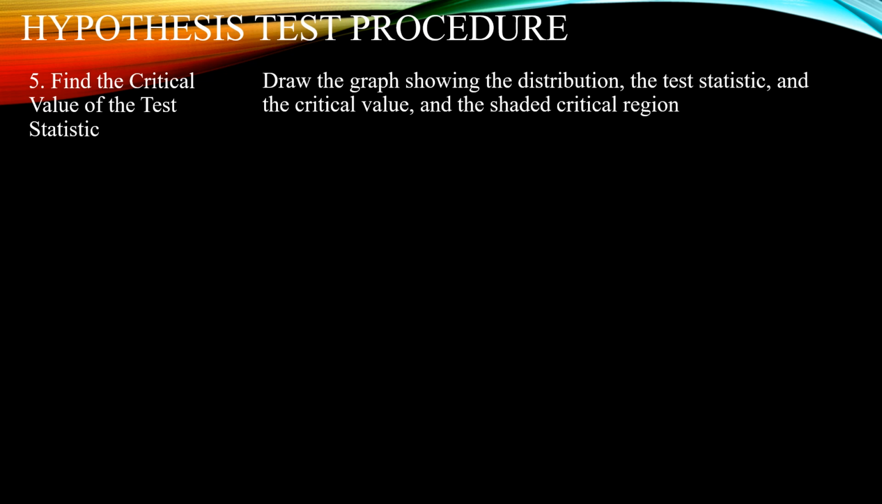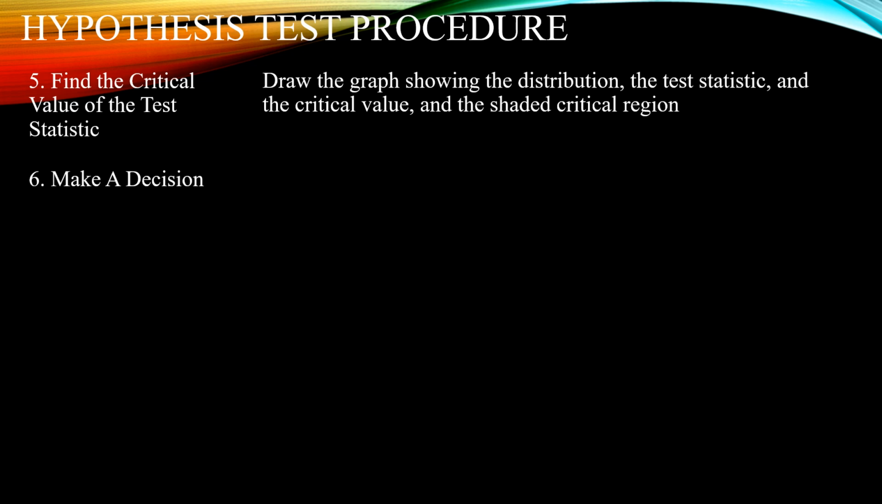You draw the graph showing your distribution, show your test statistic, show your critical value and the shaded critical region, and usually you will look up on a table of some kind to determine what that critical value of the test statistic is. You would look up on the Z table for specific probabilities that are in the tails to find what the critical Z value is, in an identical fashion to the way we did it for estimating population means using confidence intervals.